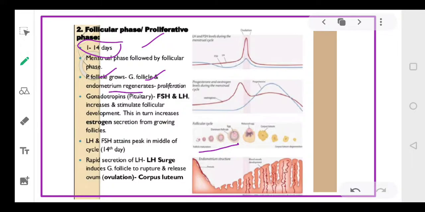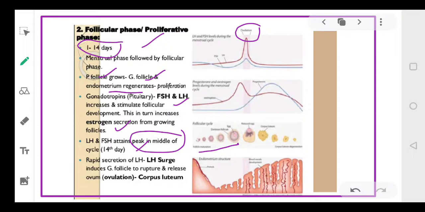The two hormones, FSH and LH, also increase in level, which results in the follicular development. This also increases the level of estrogen. LH and FSH are at their peak on the 14th day. As I told you, on the 14th day, the egg will be released. So that is your third phase, which is called the ovulatory phase.